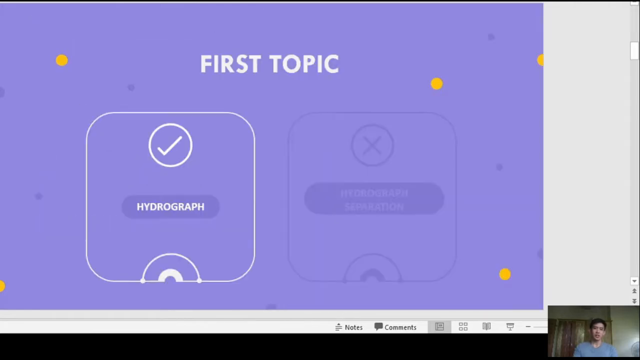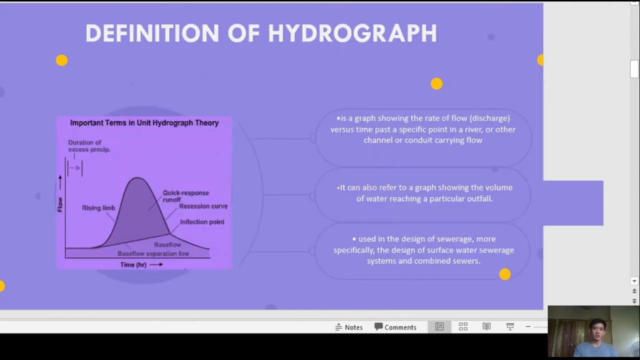For the first topic, I will explain to you what a hydrograph is. It is a continuous record of stream flow. A hydrograph is a graph which shows the rate of flow or discharge versus time past a specific point in a river or other channel or conduit carrying flow. It can also refer to a graph showing the volume of water reaching a particular outfall.